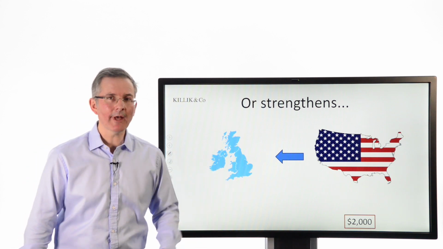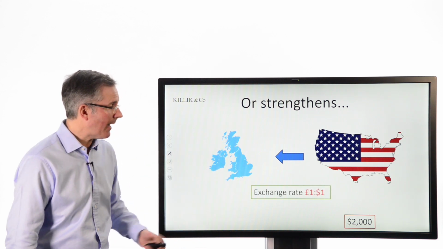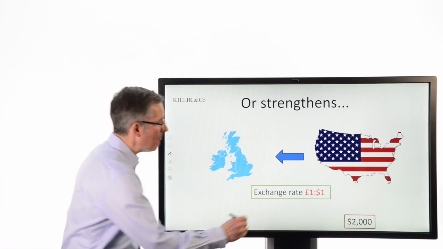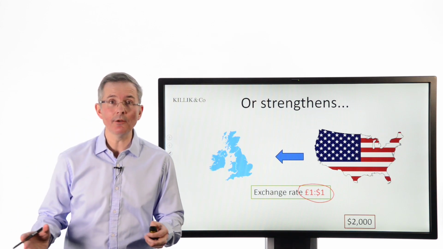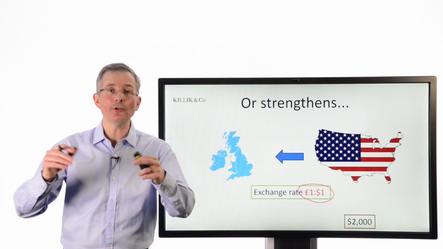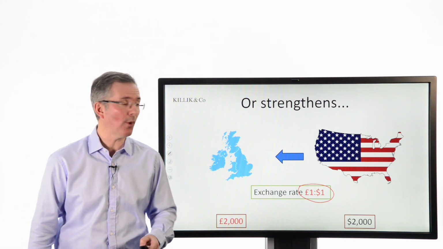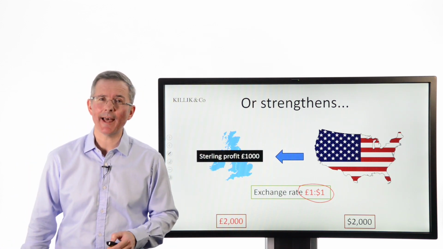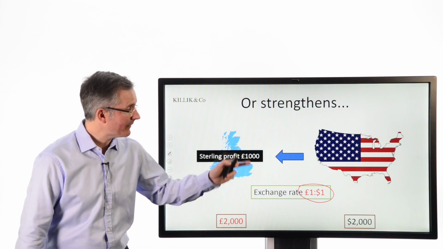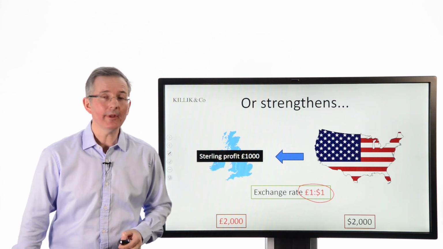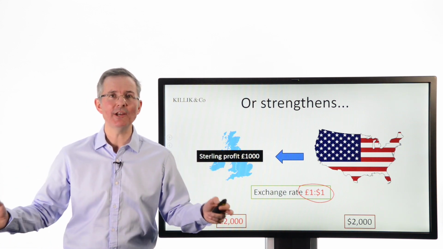Imagine you've got your $2,000 investment out there, you've made the same $500, you want to bring it back to the UK, and the exchange rate happens to be £1 to $1. So this time, the dollar's strengthened or the pound's weakened, as the jargon goes. Turn $2,000 back at that rate into sterling, it becomes £2,000, and suddenly, wow, you've made a sterling profit of £1,000. You've got a local currency investment profit, and you've made some money on the translation back into sterling. Great, but the problem is that's a huge range of outcomes.